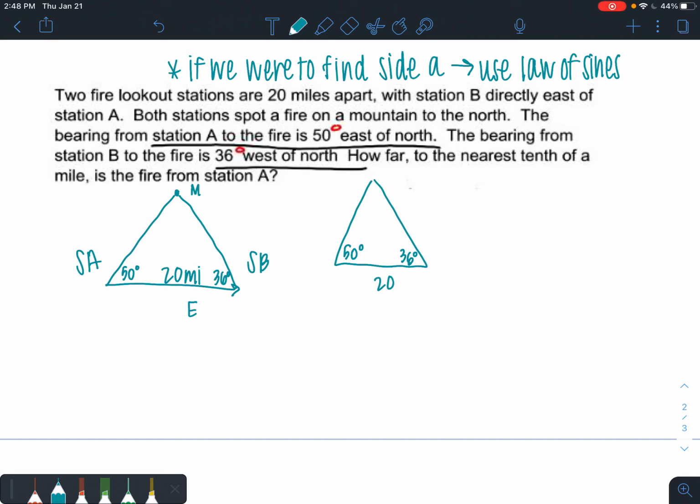It's asking how far, to the nearest tenth of a mile, the fire is from station A. So here's my fire on the mountain. I'm looking for this side right here, which is also side B, so I'm going to label it as such. I want two sides that are opposite each other. I have this side, and it's the only side I have, so I need to find the angle at the fire. So I'm going to do 180 minus 50 minus 36.